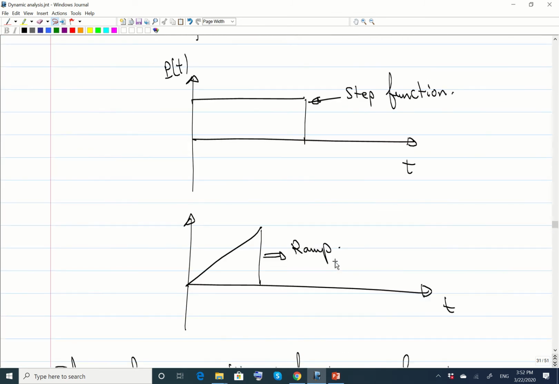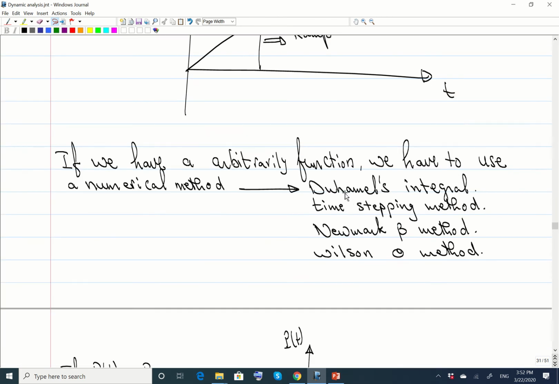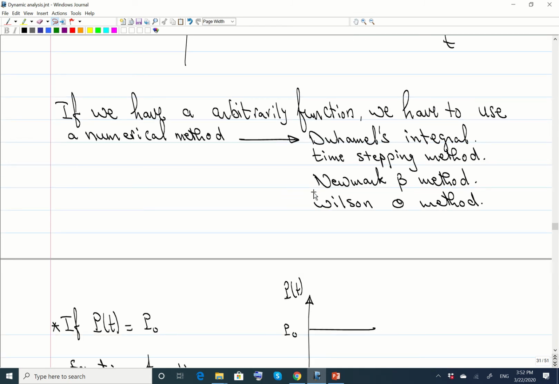So what numerical methods are there? There are many numerical methods. There is something called the Duhamel's integral. It's an integral that can be used to have a numerical solution of the equation. There are also time stepping methods, such as Newmark's beta method and Wilson theta method. Since our course is not the entire semester, it's just half of the semester, we're only going to cover a few of those methods. We're going to cover the Duhamel's integral and the time stepping method. This is to solve numerically for the displacement due to an arbitrary force.